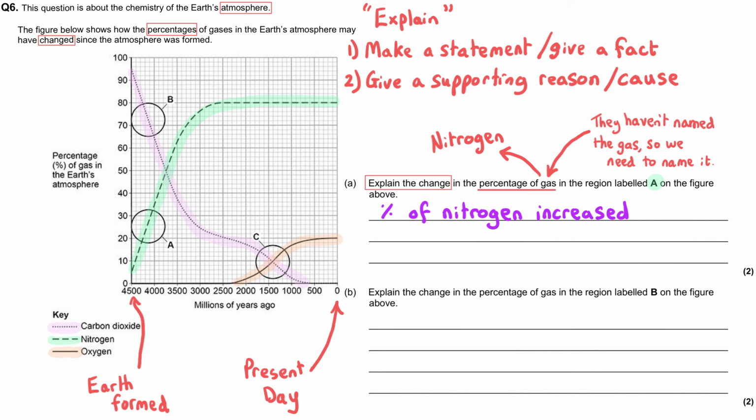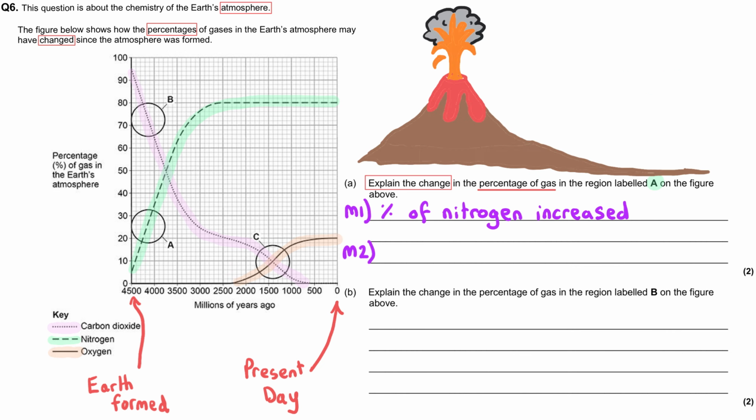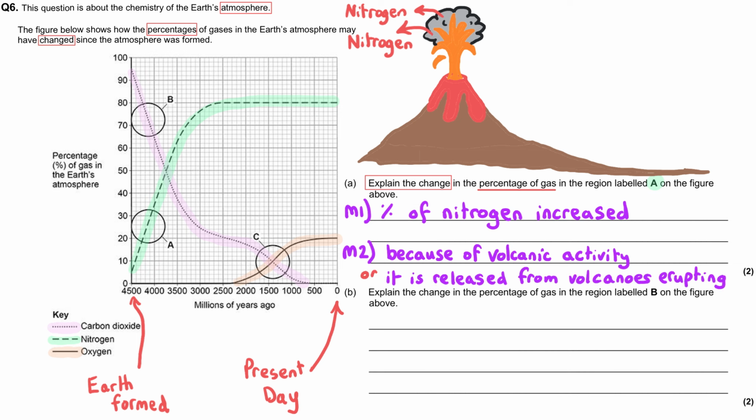And so in terms of an explanation, the change first and foremost is, well, this value is going up. So the percentage of nitrogen was increasing. Don't get bogged down by actually quoting values. Just simply say the percentage was increasing. And the reason that the nitrogen levels went up is that nitrogen was produced when volcanoes erupt. So we would say volcanic activity, or it was released when volcanoes erupted, or something like that. So 1 mark for the fact that the nitrogen increased, and another mark for linking it to the fact that it was caused by volcanic activity.